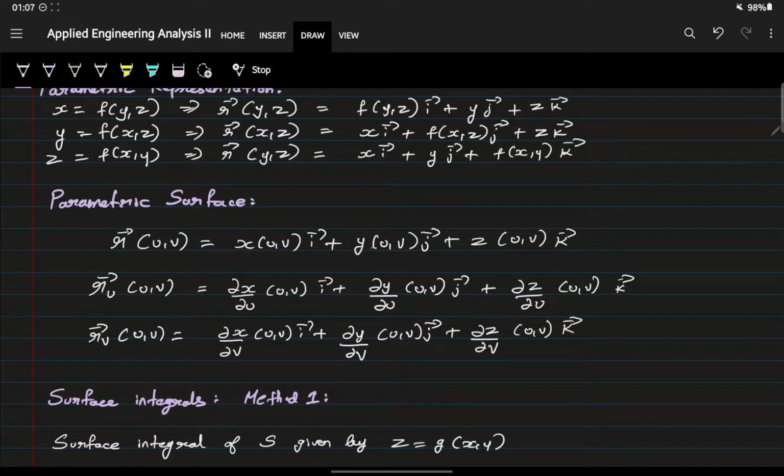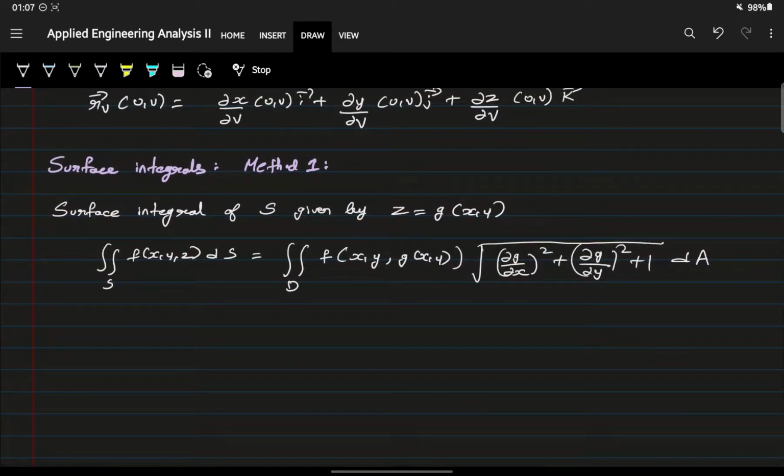So let us take an example. We have surface integrals. Let us approach with a simple method, one where the limits are known.